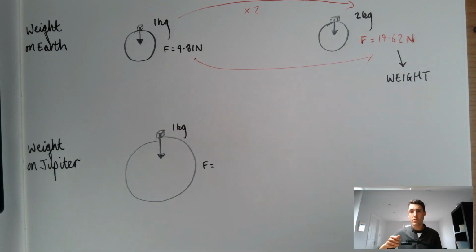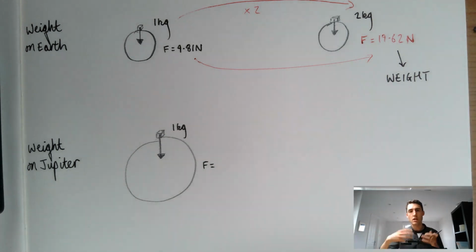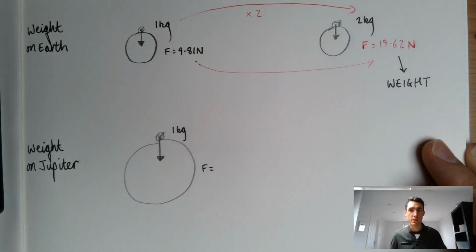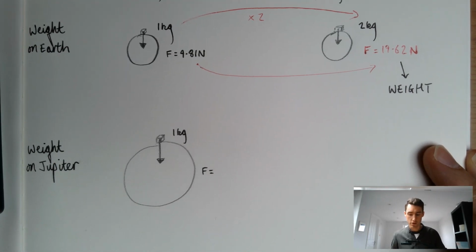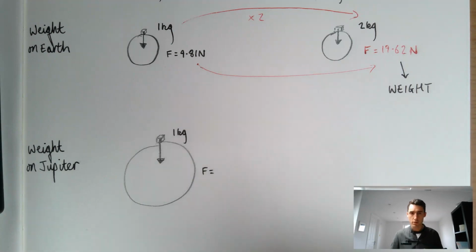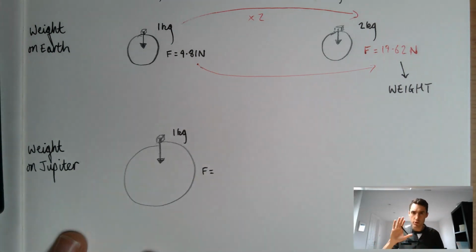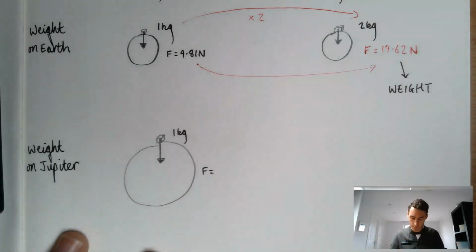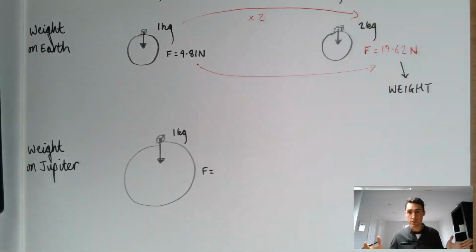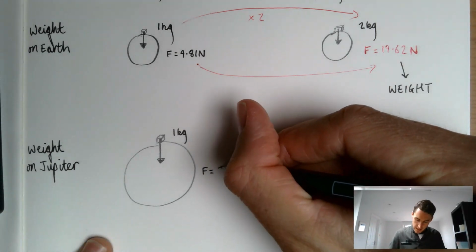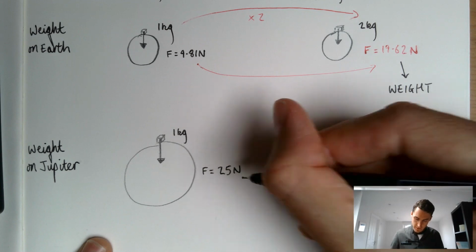You might want to ask them, do you think there's going to be a bigger force or a smaller force? Well, hopefully you can elicit the idea there's going to be a bigger force because Jupiter is a much bigger planet and therefore it's got a much stronger force of gravity. I don't want to use the word gravitational field yet, but effectively it's because it's got a stronger gravitational field. And actually the force here would be 25 newtons.